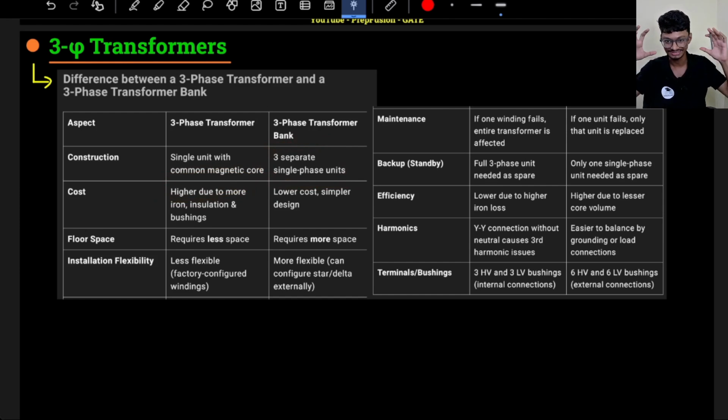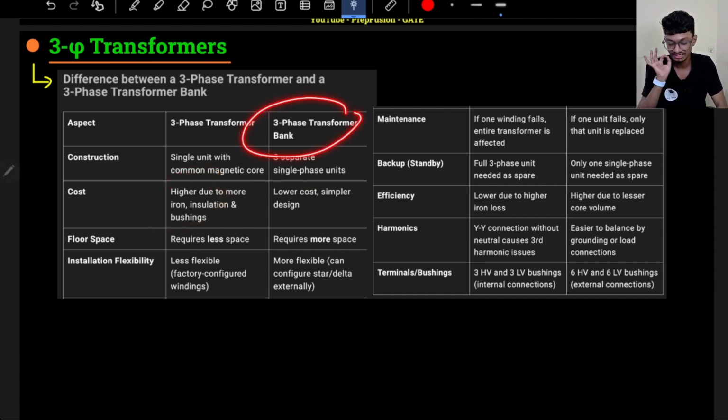How will I place the three phases? How will the flux flow? All those extra things I have to implement. R&D I have to do. So for that, the cost will be higher to develop a single unit three-phase transformer. To develop a three-phase transformer bank, the cost will be lower and the design will be very simple.